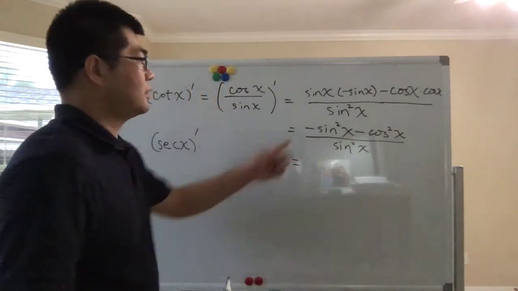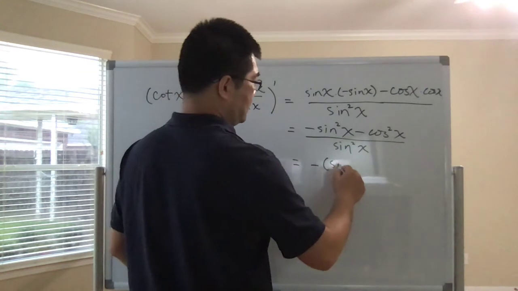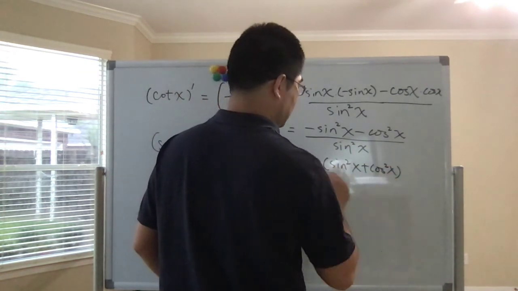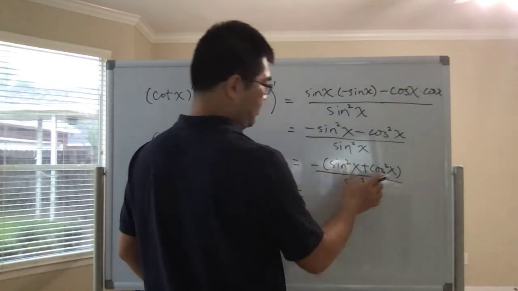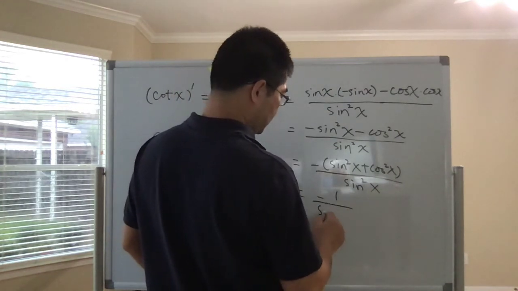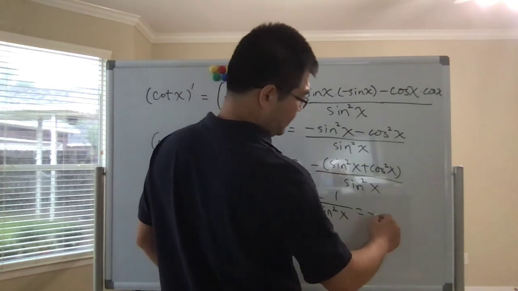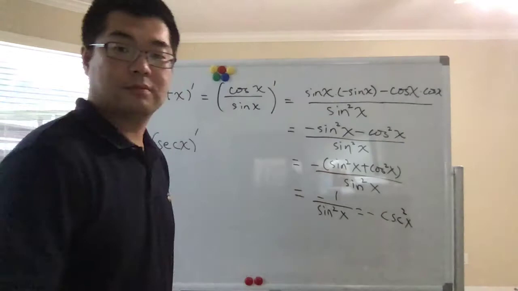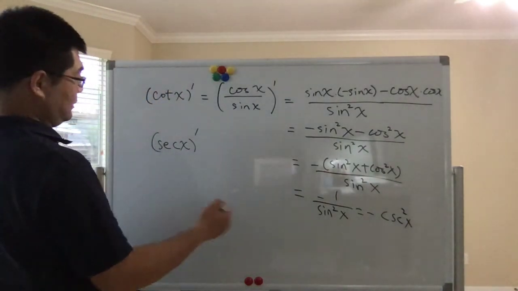What you can do is factor the negative out on the top. We have negative, sine squared of x plus cosine squared of x, over sine squared of x. Remember, the inside of the parentheses equals 1, so it's negative 1 over sine squared x, which is negative cosecant squared x. Easy, right? Very easy.